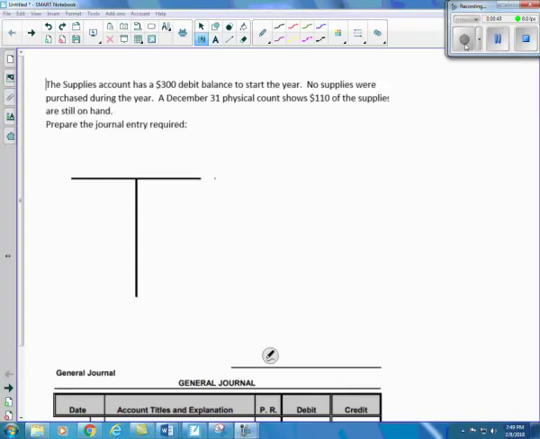So in this particular example, we have a supplies account that starts the year with a $300 debit balance. Well, they didn't exactly have to tell us that it was a debit balance. We would know that because it's a supplies account. If it has a balance in it and it's an asset, its normal balance is a debit.